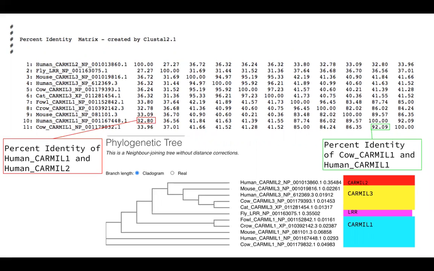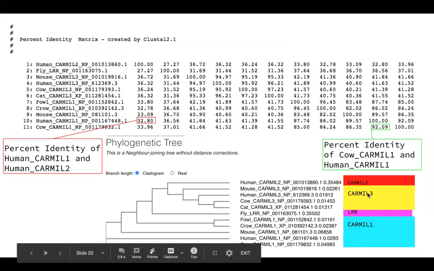And then taking a look at the phylogenetic tree is a bit interesting because it clusters the sequences by protein groups and not by organism. I guess I should have included the guide tree, but this will do. So as you can see here, all the Caramel 3 sequences are grouped together, and then Caramel 1, and then Caramel 2, and LRR.